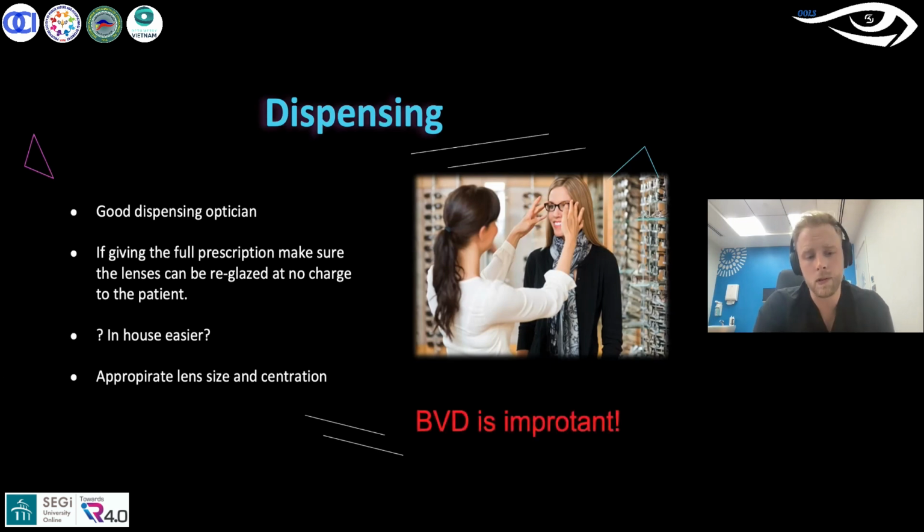BVD is vitally important. It's important with all patients, 4 diopters, sphere or cylinder and above. But especially with these keratoconic patients, we really want to make sure that we're getting them looking through the center of the hard refraction that you've just done.